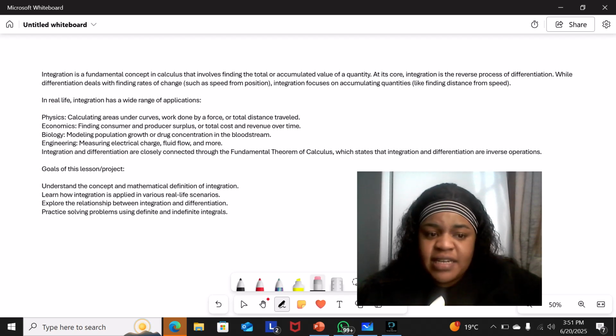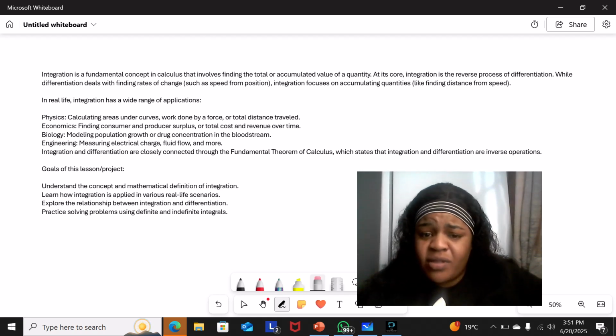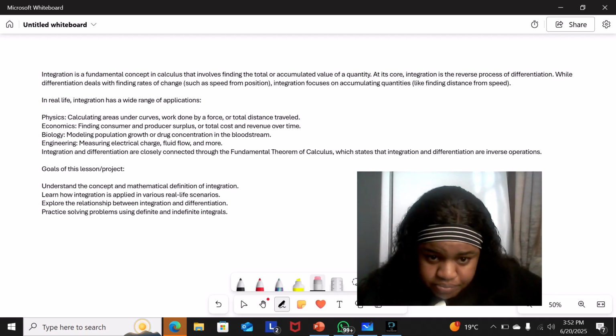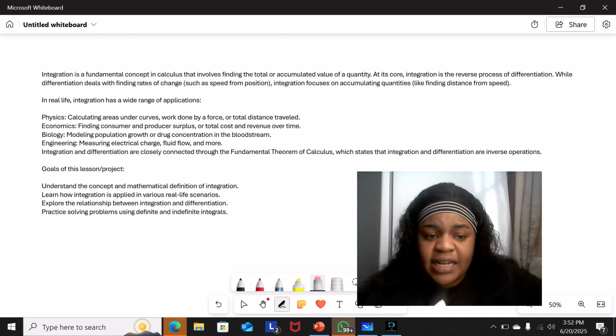bloodstream. Integration and differentiation are closely connected through the fundamental theorem of calculus, which states that integration and differentiation are inverse processes.